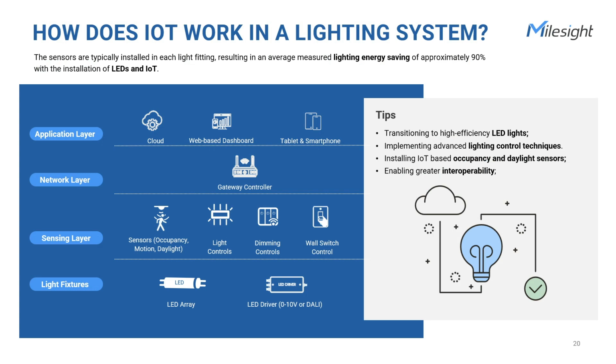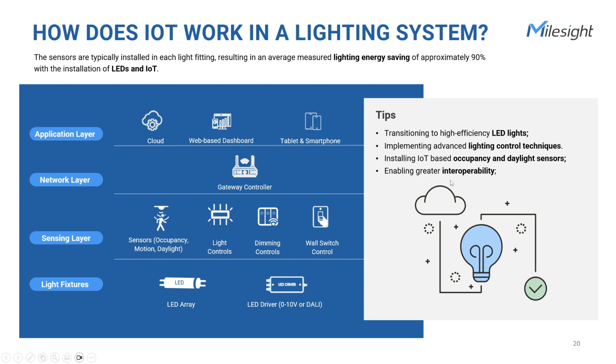In most cases, new commercial buildings worldwide and existing buildings that upgrade 20% or more of their lighting are obligated to meet specific energy saving standards. Typically, the initial step involves transitioning to high-efficiency LED lights and implementing advanced lighting control techniques using occupancy and daylight sensors. These sensors are usually installed in each light fixture. However, Milesight took a different approach by developing a range of controllers and sensors powered by LoRaWAN technology, which allows for greater interoperability.